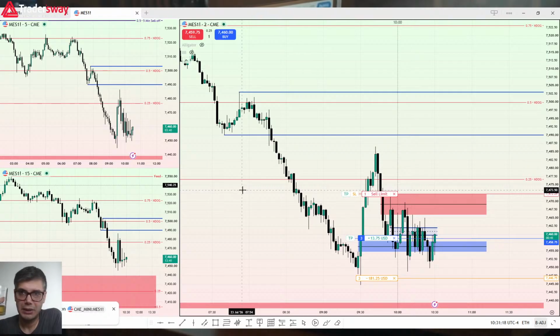Time is 10:31. Usually after 10 we are having one leg, or at 9:30 we are having one leg, but since the beginning of the New York session, the market has just been moving sideways.